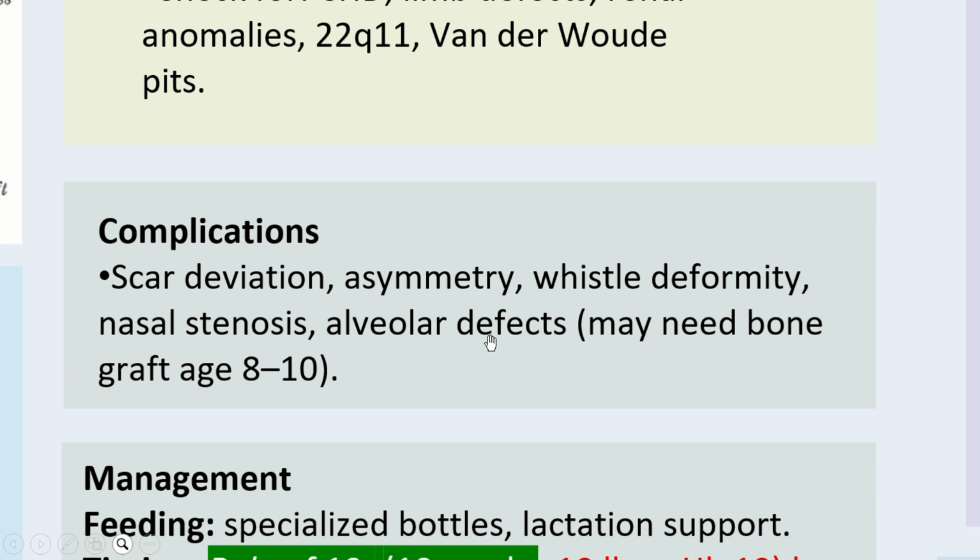And when we have alveolar defects, that means the bone which holds the teeth is affected. So we may need to do a bone graft, and bone grafts are going to be done around 8-10 years. And the management, you have to ensure feeding is good.